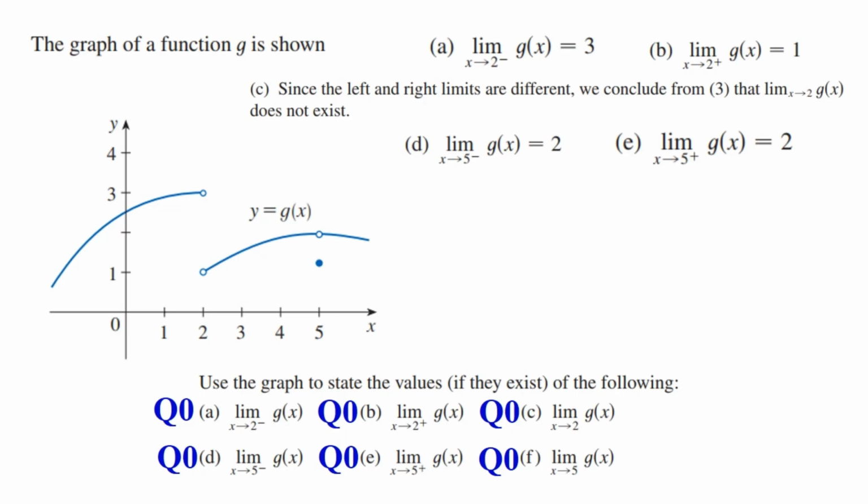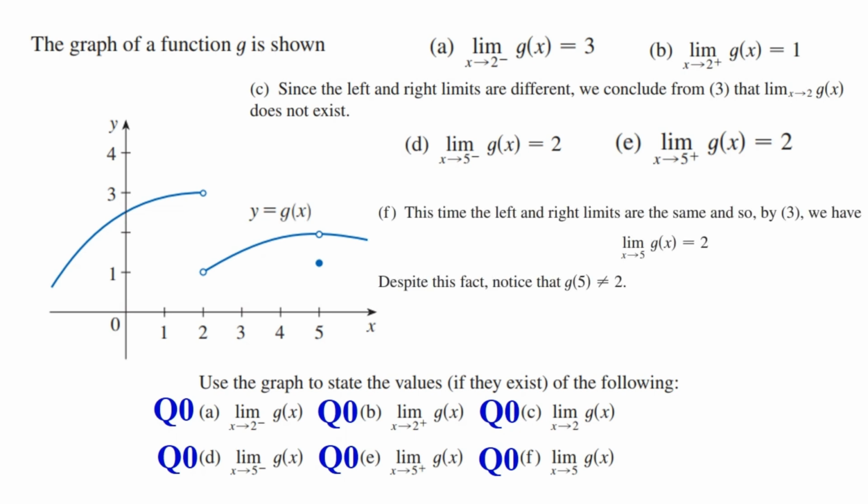But if you go back to question 0a and question 0b, you will notice that the limit does not exist because the left-hand limit is not the same as the right-hand limit. And if you go to question 0d and 0e, you will notice that the limit of g of x as x tends to 5 from the negative axis and from the positive axis is equal to 2. Going straight to the point now, we can conclude what is called the limit exists.